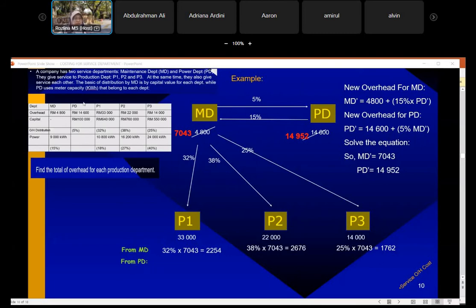Okay, now from PD. PD gives contribution 15% to MD. This 15% to MD. Another arrow. P1, P2, and P3 with 18, 27, and 40.